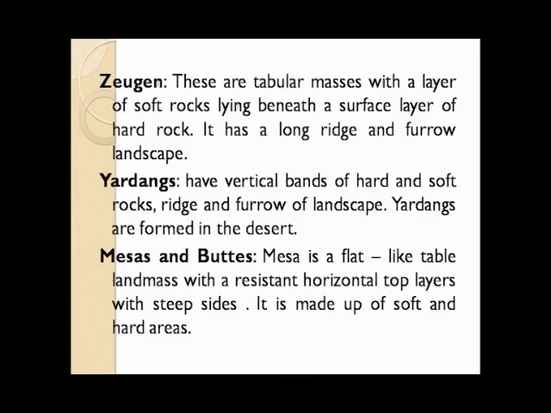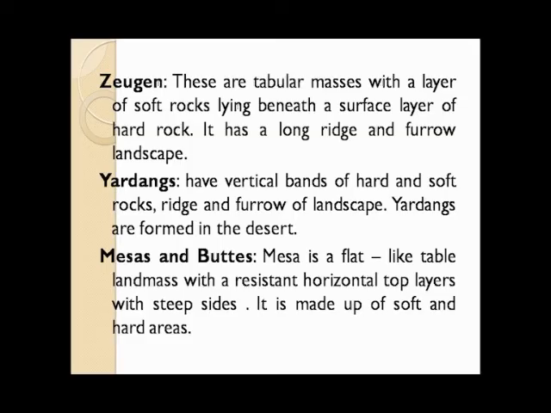Now, a second feature here is the zeugen. Zeugen are tabular masses with a layer of soft rocks lying beneath a surface layer of hard rock. When we have a soft rock just lying at the bottom of the hard rock, and such that it has a long ridge and furrow landscape, such a feature is termed a zeugen.